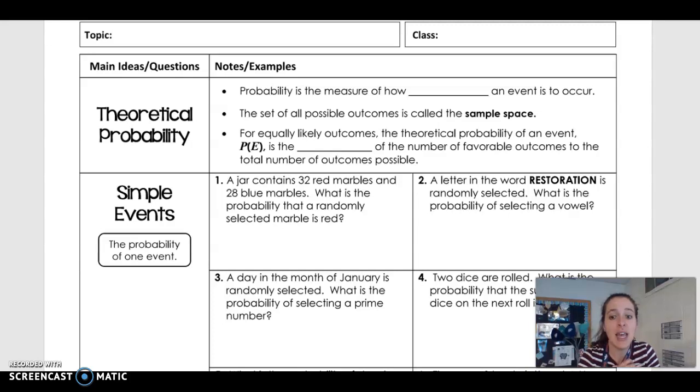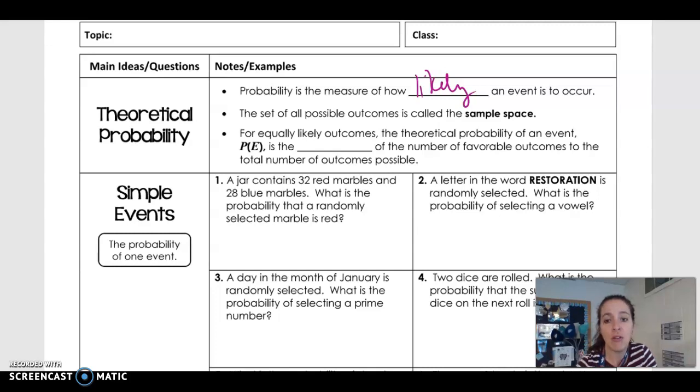Hi there, guys. Today we're going to be really looking at this second section in our notes, and we're going to be dealing with some different probabilities. So let me go ahead and get my pen. We're going to first talk about theoretical probability. Theoretical probability, and just really any probability, is the measure of how likely something is to occur. That's another way we can think about it: how likely is this to actually happen.